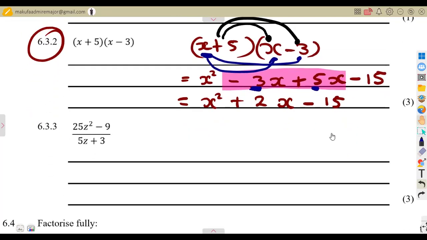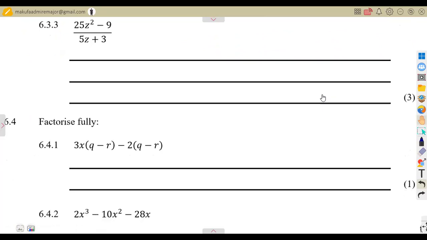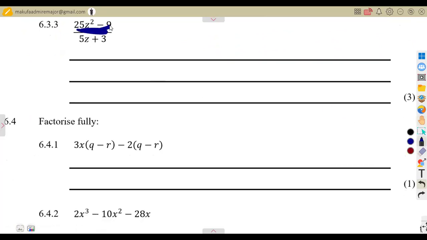That is your algebraic expressions. 6.32, again, simplify, but as you can see, there is a factorization to be considered. 25z to the exponent of 2 minus 9. There's a difference of 2 squares. These are perfect squares. 25 is a perfect square.